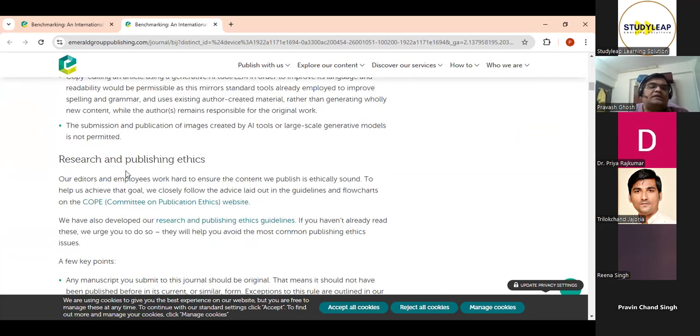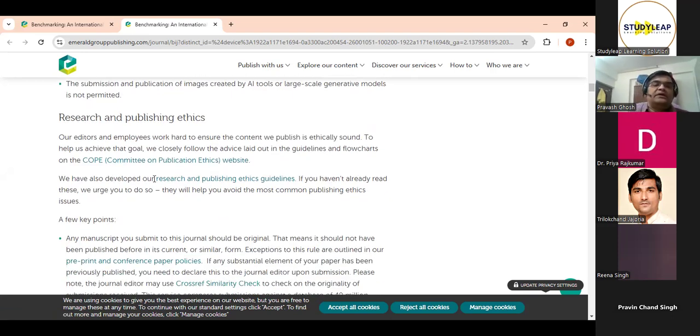Research and publication ethics. You must see whether your journal is following the guidelines of COPE, C-O-P-E. What is COPE? I am not taking you to their website. When you get time, please read this website. COPE is the Committee on Publication Ethics. They have a full-fledged website, and the journal must be affiliated to the rules.